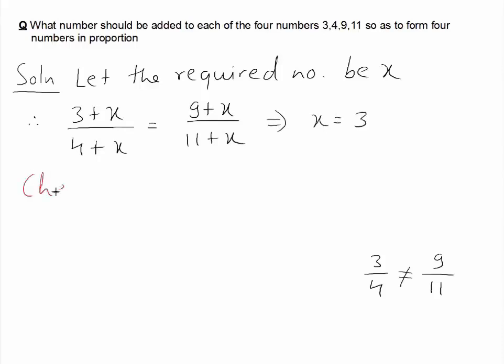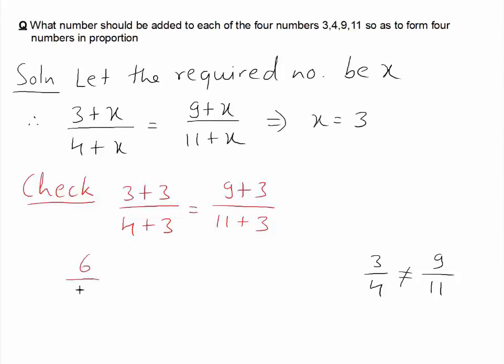Now we can just check. 3 plus x is 3 plus 3 divided by 4 plus 3, and then 9 plus 3 and 11 plus 3. Now let's see if these are proportional. So this is 6 by 7 and this is 12 by 14. So as you can see, these two ratios are proportional.